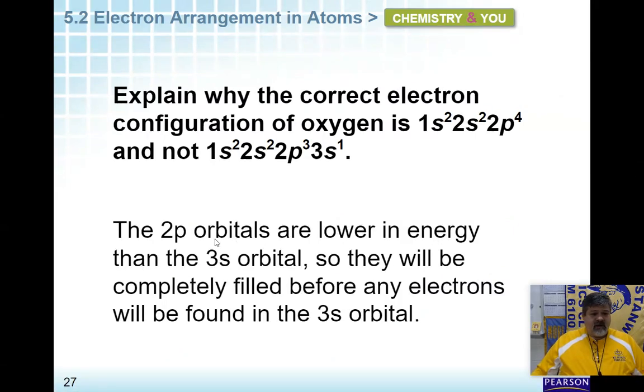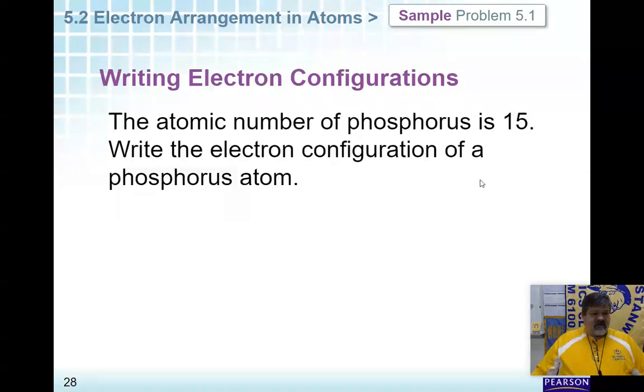So this is their answer. The 2p orbitals are lower in energy than the 3s orbital, so they will be completely filled before any electrons will be found in the 3s orbital. That's Aufbau's principle. And since p's can hold 6, this one has to go into the p before it fills the 3s. Okay, so the atomic number of phosphorus is 15.